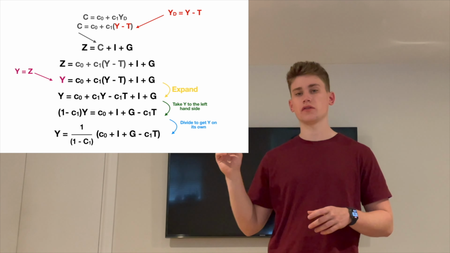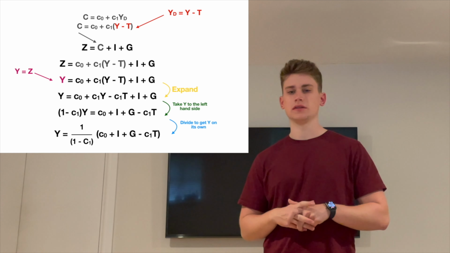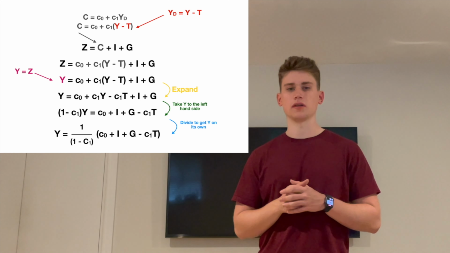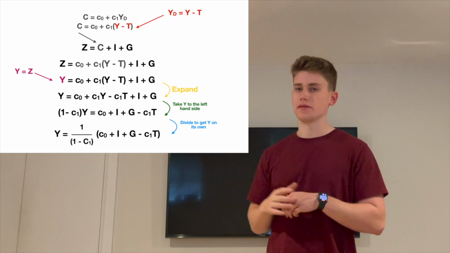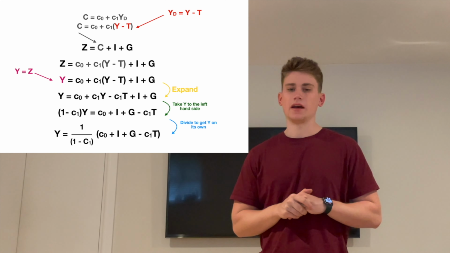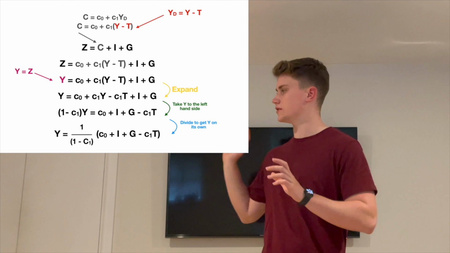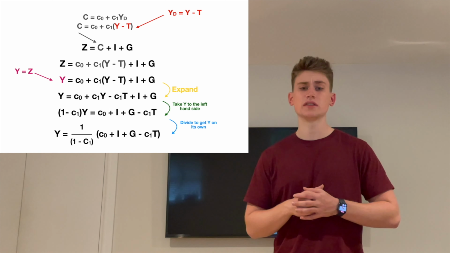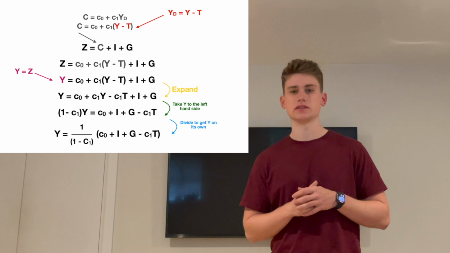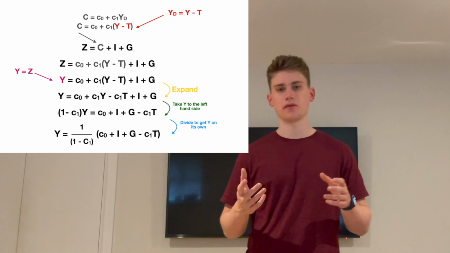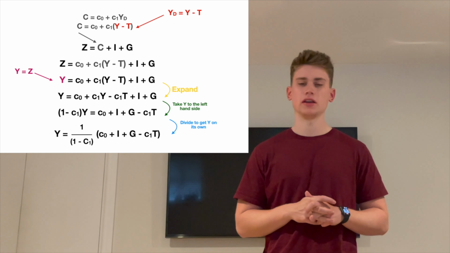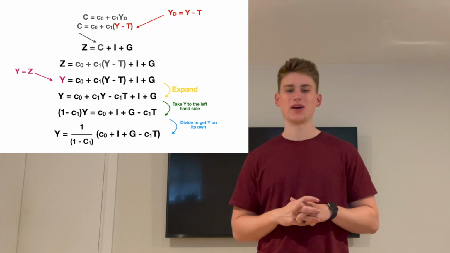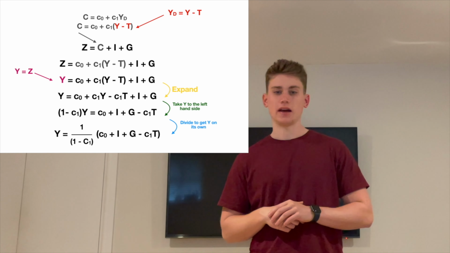Going back to our demand for goods equation, sub that in for C, and then you have Z is equal to C0 plus C1 brackets Y minus T, plus I plus G. Sub Y for Z, as we talked about in the last slide, then expand the brackets and take all the Y's to one side. You're then left with 1 minus C1 times Y is equal to C0 plus I plus G minus C1T. To finish us off, divide by 1 minus C1, and you get Y is equal to 1 over 1 minus C1, times C0 plus I plus G minus C1T. And that's our final equation.